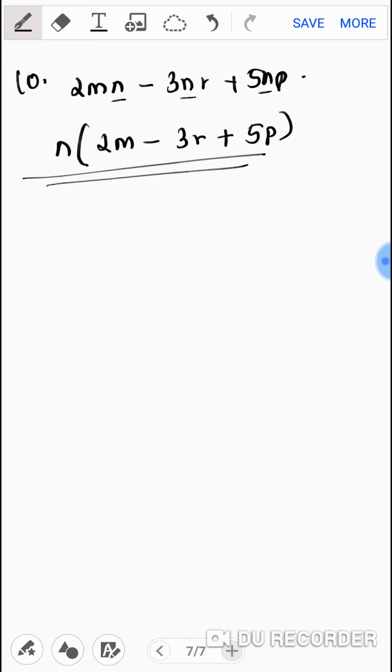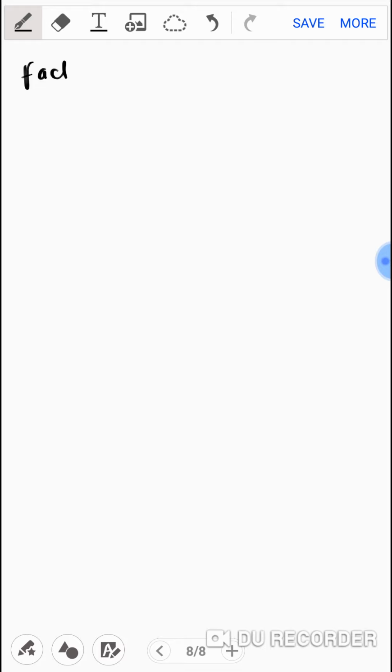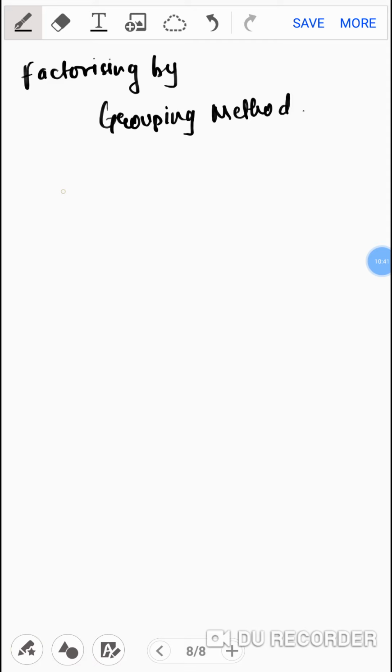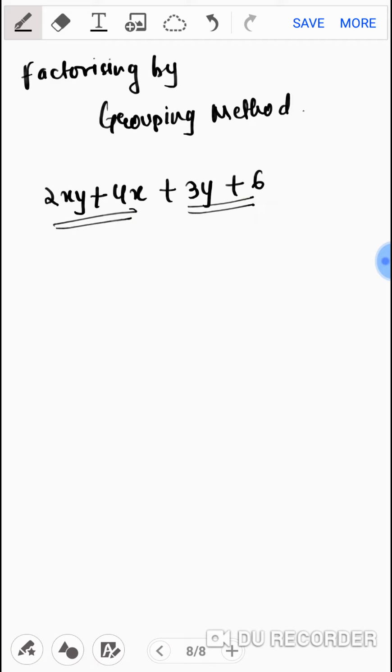Now I'll take the next topic, that is factorizing by grouping method. How do you have to factorize by grouping method? Let's see. Suppose I give you 2xy plus 4x plus 3y plus 6. In that case, you have to take the first two terms together and the last two terms together and take the HCF. Means you have to take the common out of these two terms. So can I take 2x common and inside will be y plus 2.